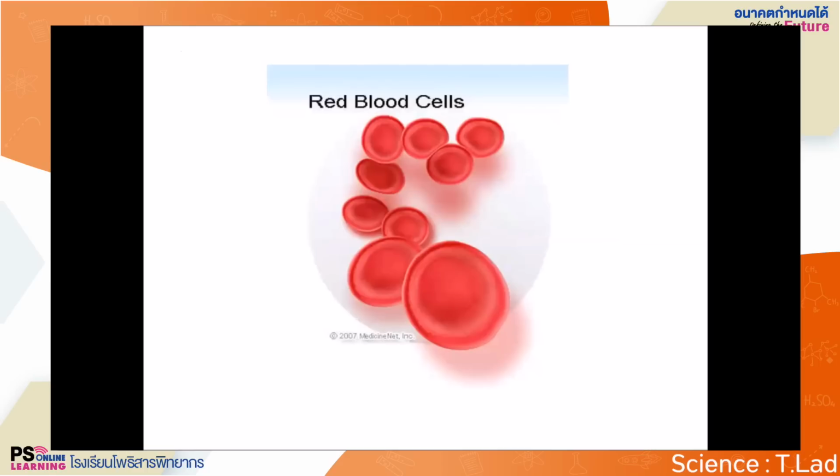Next is RBC or red blood cells, the only cells in the body that do not contain a nucleus. So red blood cells, what do they do? They carry oxygen from the lungs to all parts of the body, and they also carry carbon dioxide from the cells back to the lungs.